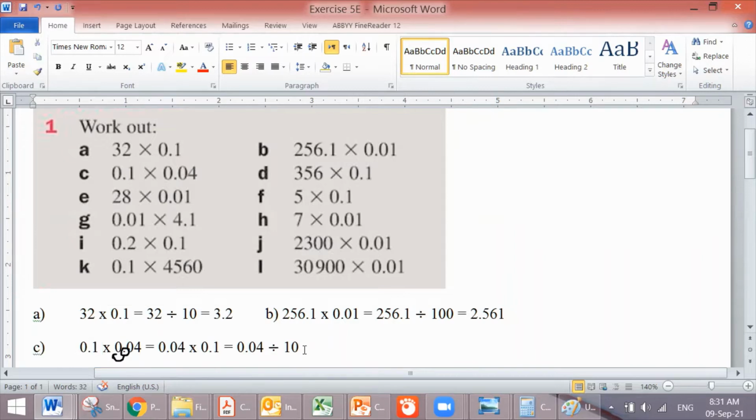Now I will simply move my decimal point one value to the left. On the left, I can see there is 0 here. So I will move this decimal point to here and put 0 at this place. So my answer will be 0.004. Okay, Musab? Two zeros will be added after the decimal point.